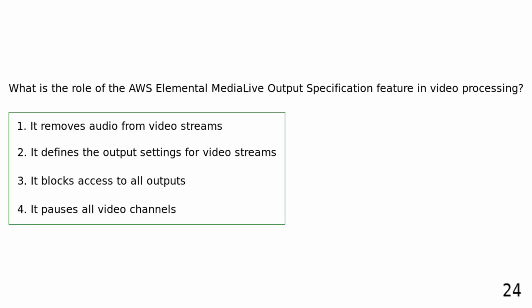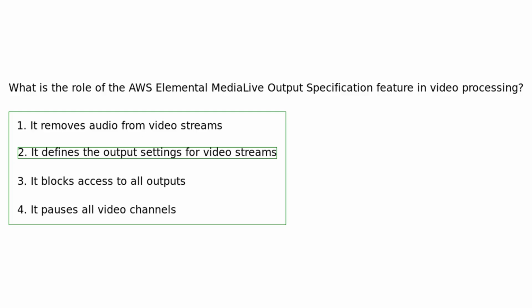What is the role of the AWS Elemental MediaLive output specification feature in video processing? It removes audio from video streams. It defines the output settings for video streams. It blocks access to all outputs. It pauses all video channels. The AWS Elemental MediaLive output specification feature defines the output settings for video streams, specifying the formats, codecs, and resolutions for the final live video output.